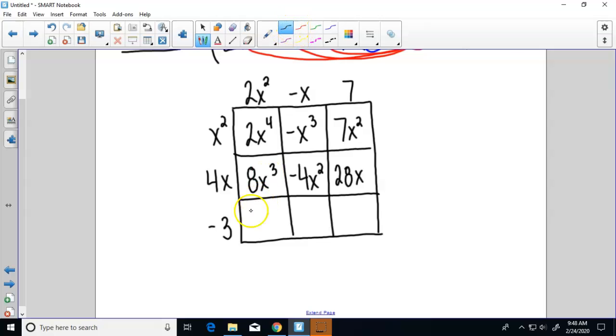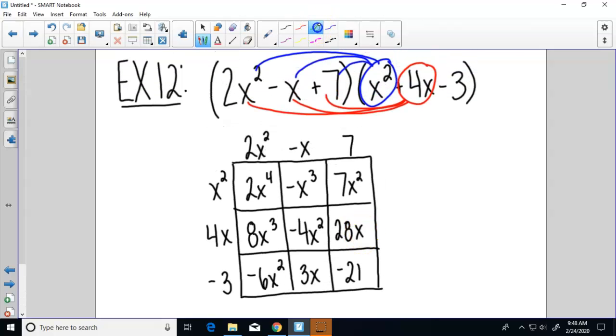And then negative 3 times 2x squared gives you negative 6x squared. Negative 3 times negative x gives you positive 3x. And negative 3 times 7 gives you negative 21. And so what you're doing there is just taking your negative 3 and distributing it to those 3.